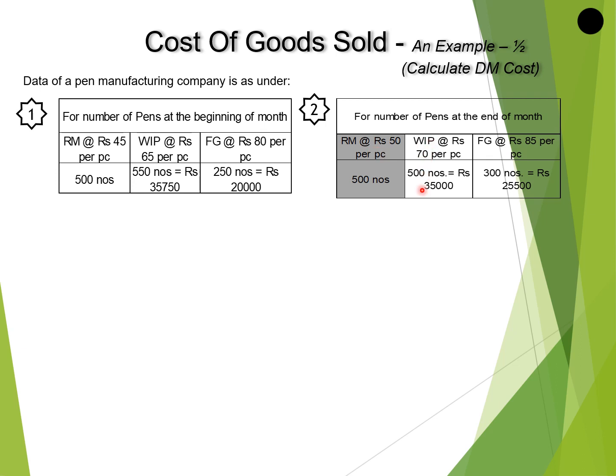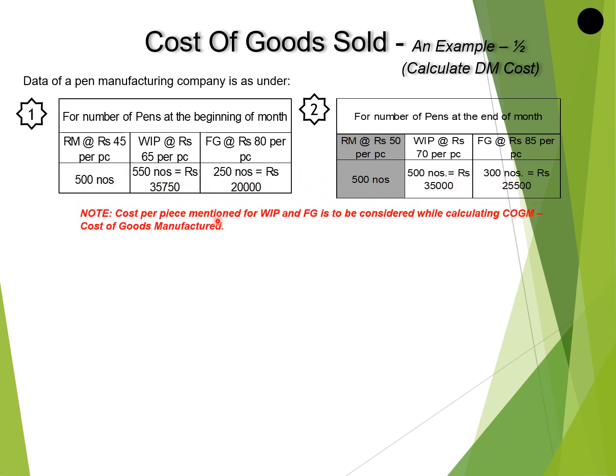Now WIP was available for 500 pieces and here the cost was rupees 70 per piece. So total WIP cost was rupees 70 into 500, that is 35,000. Similarly in FG there were 300 pieces available and per piece cost was rupees 85. So here the FG was available for rupees 25,500. Cost per piece mentioned for WIP and FG both at the beginning of the month and at the end of the month, we shall consider when we calculate COGM, that is cost of goods manufactured, and not here.